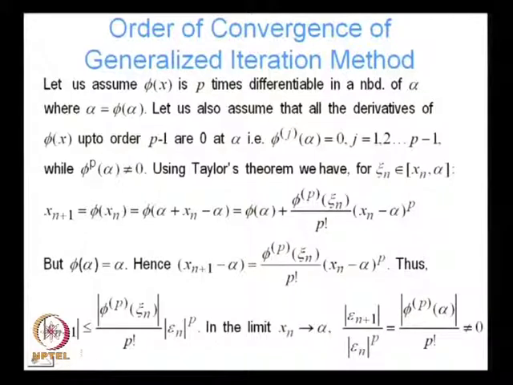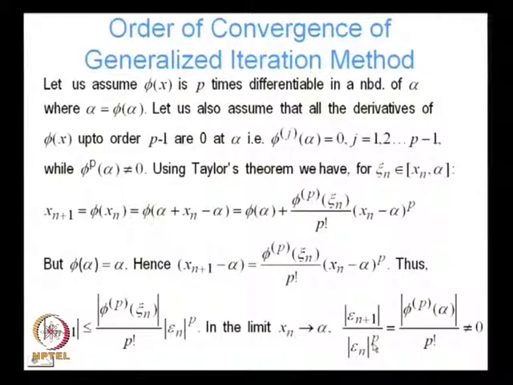We have just done that, and in the limit as x n goes to alpha, we have the mod of epsilon n plus 1 divided by the mod of epsilon n to the power p tending to the pth derivative of phi at alpha divided by factorial p, because now x n is going to alpha. So xi has to tend to alpha too, because everything is converging to alpha. So this is a constant which is not equal to 0. Why is that not equal to 0? Because of our requirement that the pth derivative of phi at alpha is not equal to 0. So the error epsilon n plus 1 is equal to this constant times the error epsilon n to the power p.